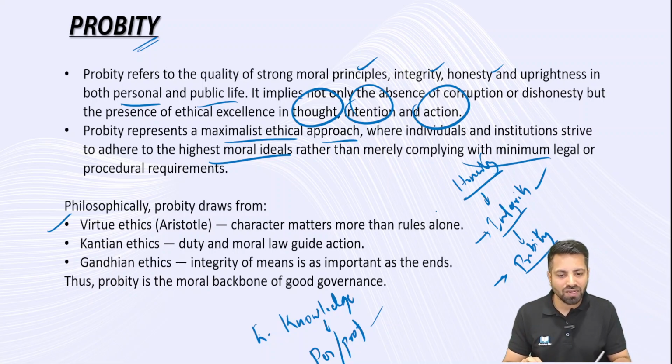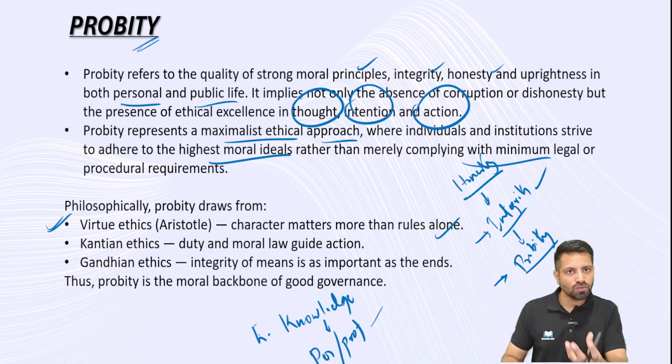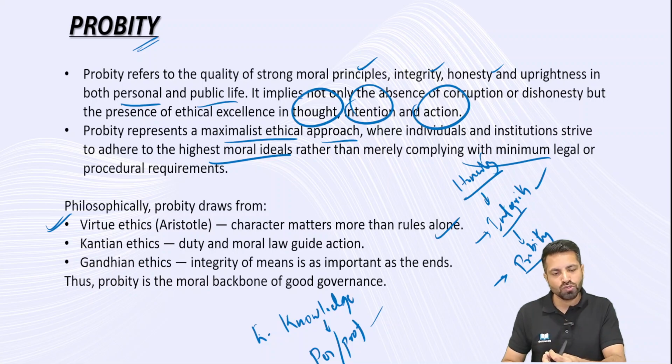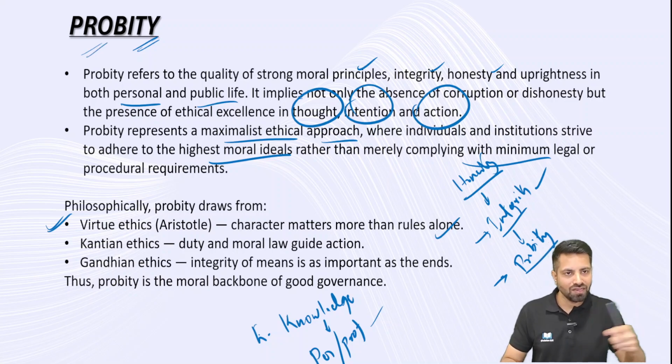Your character matters more than rules. If I have this value of probity, then I am not going to misuse any of the government rules. If I don't have these ethical virtues, if my decisions are not based on these virtues, then whatever the laws, there are a number of laws, I still can find a loophole. I still can misuse the law. But if I am ethical, if I have this quality of probity, then I am not going to misuse it. Virtue ethicists talk about all these virtues. If your actions are based on these virtues, then it is considered ethical. Your actions deriving from virtues is nothing but this probity. You have that knowledge and you are implementing that in your conduct.